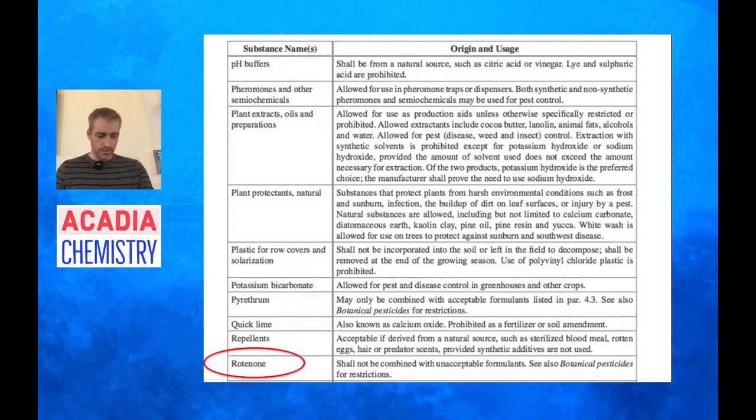So just a few of them, you can kind of get an idea. Plastic row covers are okay, I guess, even though plastic is not a natural material, because it doesn't end up in the plant or in the soil. And we have things like potassium bicarbonate, which is a close relative to baking soda. We have pH buffers, we have various things. But one thing that's down here on the list is rotenone. And rotenone is an insecticide, and you'd put that, of course, on your plants to keep bugs from eating them.